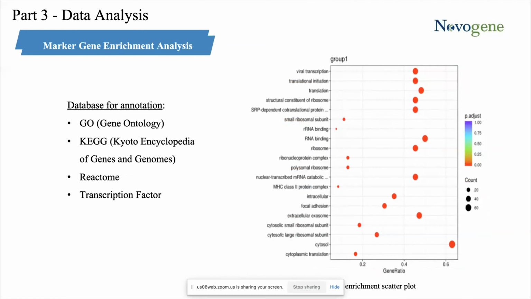To provide functional analysis of the marker genes, we annotate them in the GO, KEGG, Reactome, and the transcription factor database. Shown on the right is an example of the top 20 significantly enriched GO terms displayed as a scatter plot. The sizes of the dots indicate the number of marker genes found in each GO term, and the color of the dots correlates with the p-value.